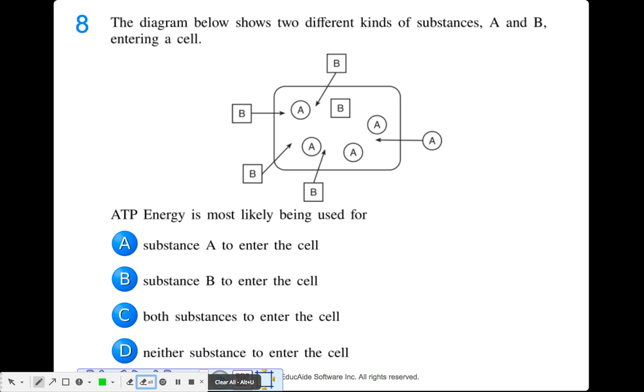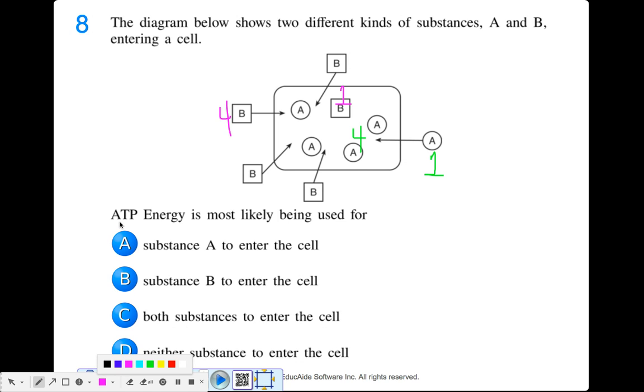Number 8. Okay. ATP is most likely being used for what? Well, when you see a picture like this, I always like to count the molecules. So first of all, let's look at A's. We've got 1 A outside. How many A's inside? 4 A's inside. All right, let me see if I can change the color and be super fancy here. Okay, and let's look at B's. We have 1 B inside. 1, 2, 3, 4. 4 B's outside.